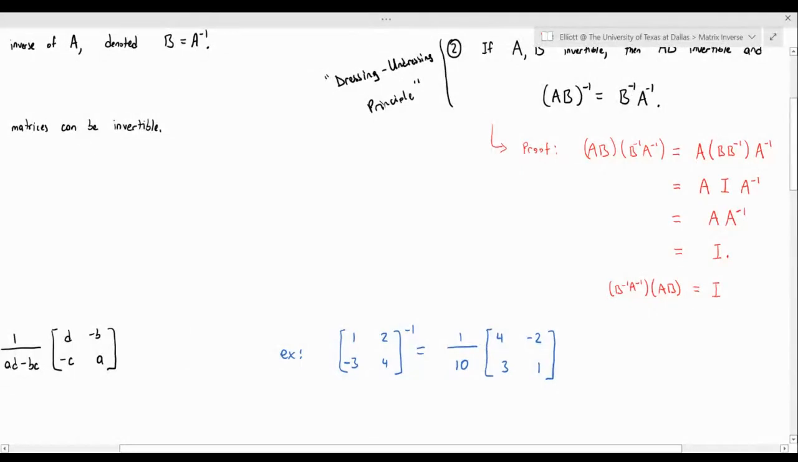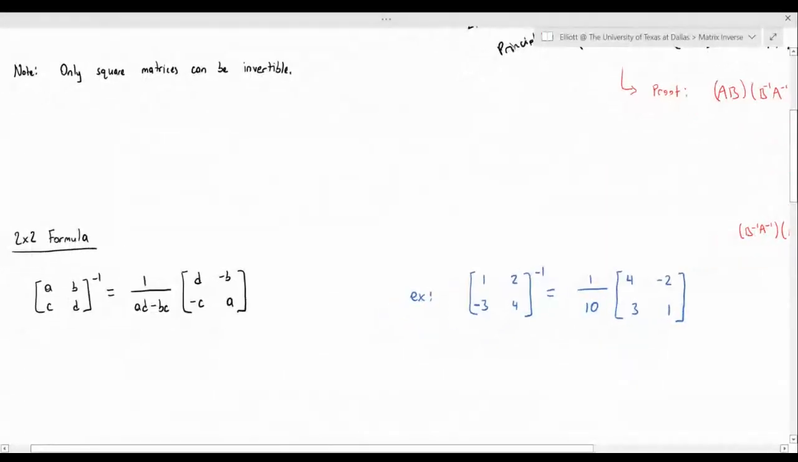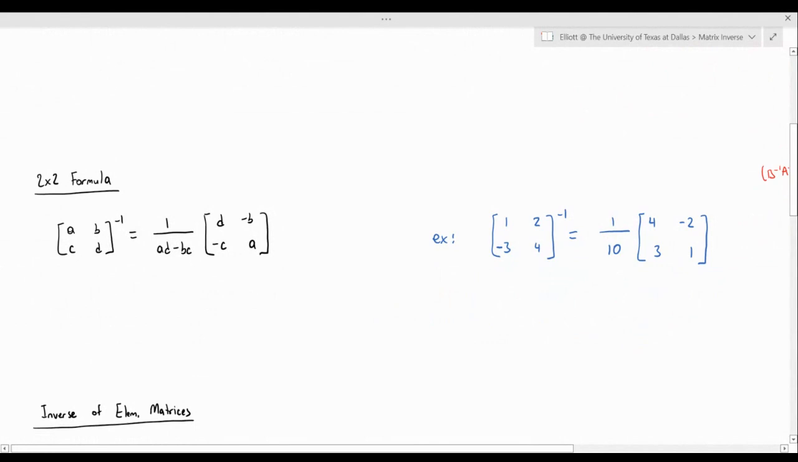So I'm going to do a little bit with matrix inverses. The first thing I wanted to mention is the formula for the inverse of a 2 by 2 matrix. For 2 by 2 matrices, they are small enough that you can just memorize a formula for the inverse. I've written down the formula here, and then a quick illustration of applying that formula.